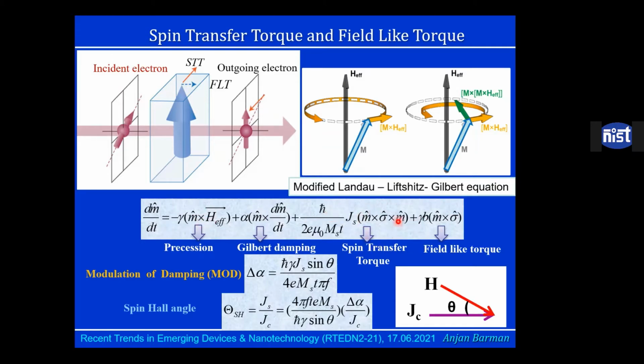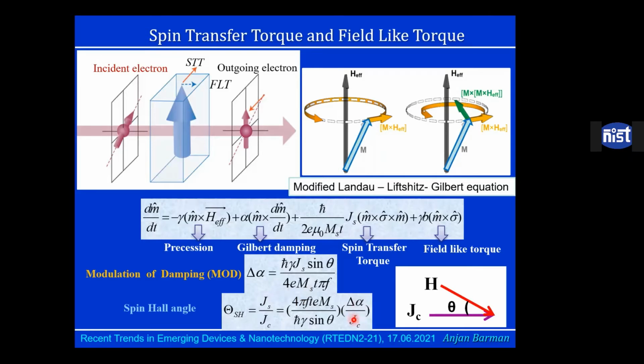So if you see how this torque affects, we can measure the damping and see whether the damping is increasing or decreasing. And from there, the modulation of damping, or MOD, that's delta alpha, we can find out the spin Hall angle. Because delta alpha is given by h-bar gamma Js over 4 e Ms sin theta over t pi f. So the Js term occurs here. So the spin Hall angle can now be written as theta SH equals Js over Jc. And you can now write this as delta alpha over Jc.